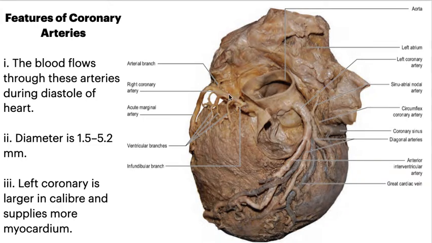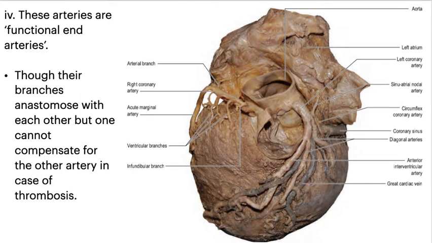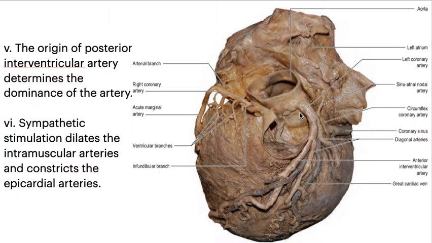The left coronary artery is larger in caliber, as you can see, and supplies more myocardium. These arteries are functional end arteries, though their branches anastomose with each other, but one cannot compensate for the other artery in case of thrombosis. The origin of the posterior interventricular artery determines the dominance of the artery. Sympathetic stimulation dilates the intramuscular arteries and constricts the epicardial arteries.